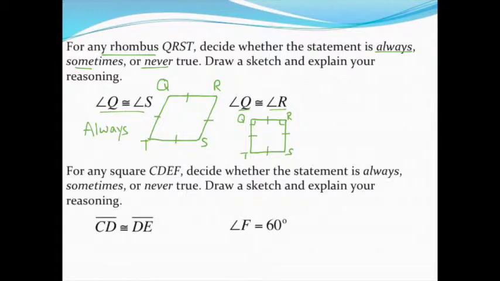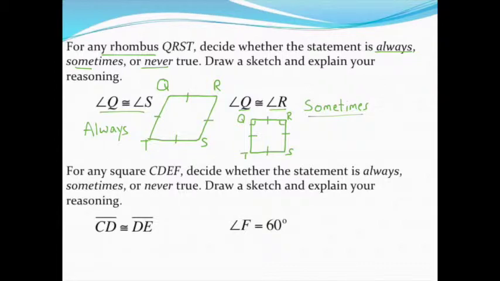So here's a case where we have a statement that's sometimes true. Depending on how we draw that rhombus, we could have angle Q and angle R equal to each other. Specifically, we'd say it's sometimes true. It would be true if the rhombus happened to be a square as well. But in general, that statement is sometimes true.